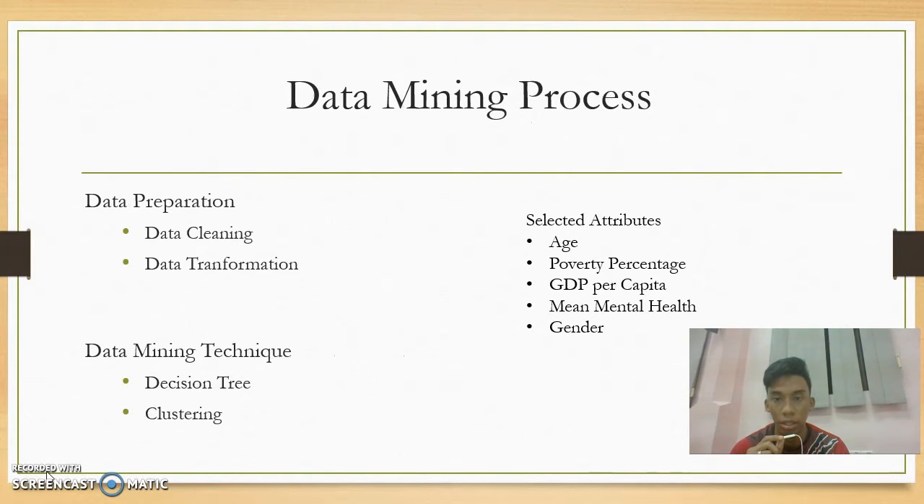Next is the data mining process. For data preparation, we have two steps, that are data cleaning and also data transformation. For the data mining technique, we use two techniques in this datathon project, that are decision tree and also clustering. And we have 5 selected attributes, that are age, poverty percentage, GDP per capita, mean mental health, and also gender.